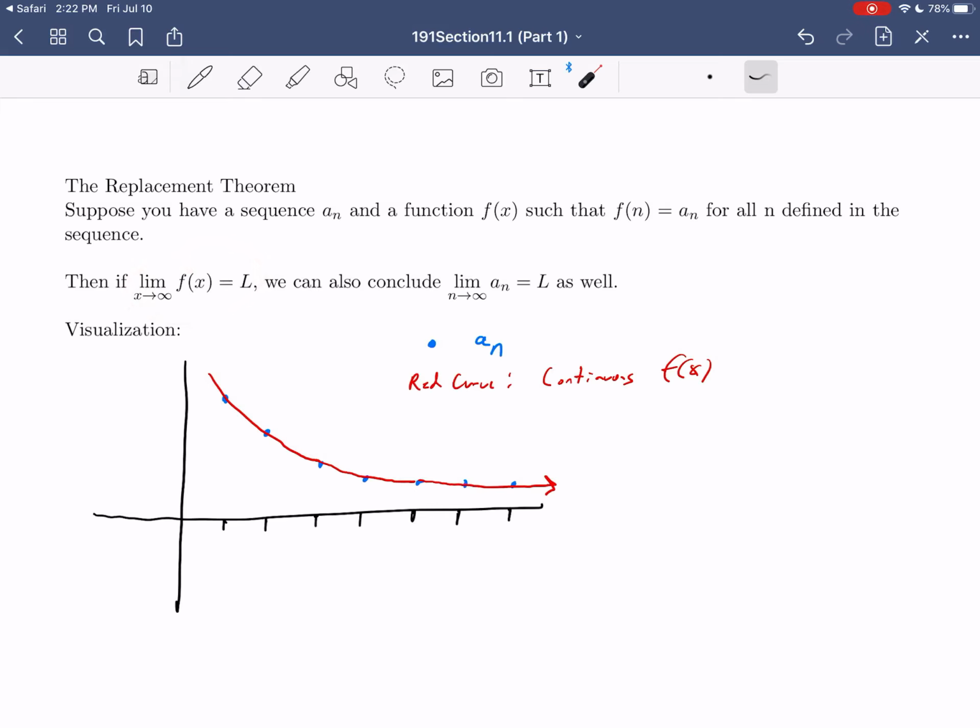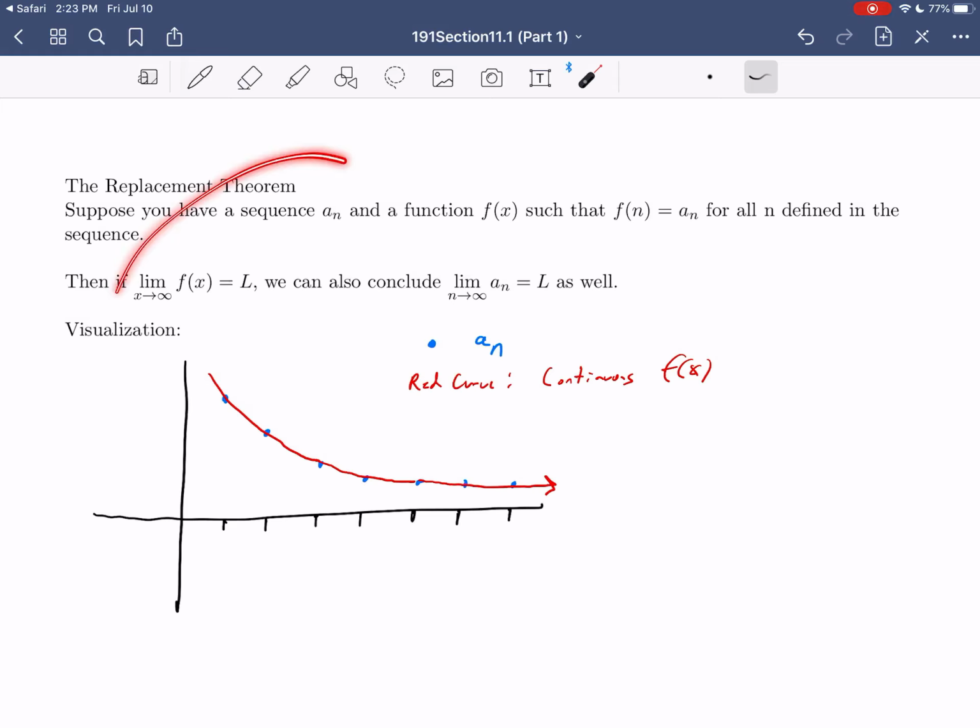Analyzing things as a limit of a function allows you to make use of some of the more advanced limit techniques that you learned about, most importantly, L'Hopital. L'Hopital's rule does not apply to sequences. Because what does L'Hopital's rule involve? It involves the derivative. And when you just have a sequence of discrete points, there are no derivatives because there's no curve. So L'Hopital's rule is completely out in terms of analyzing sequences. But if you can do this replacement theorem, if you can find a function that matches your sequence, then you can make use of things like L'Hopital. And we'll see some examples of that in just a few moments.